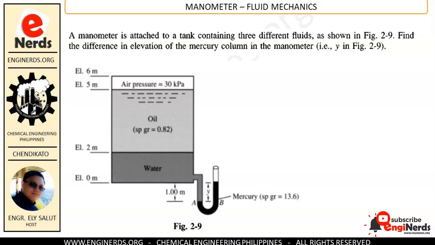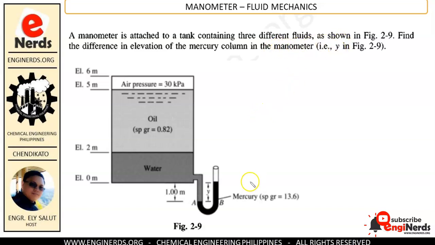Okay, so we have here a manometer which is attached to a tank containing 3 different fluids. So, meron tayong air, meron tayong oil, and meron tayong water, as shown on figure 2-9. Find the difference in elevation of mercury column in the manometer.